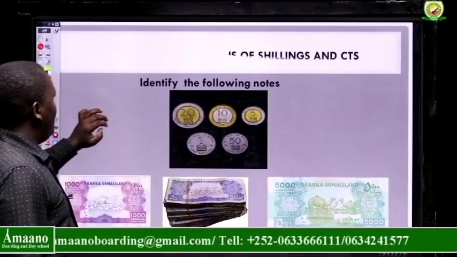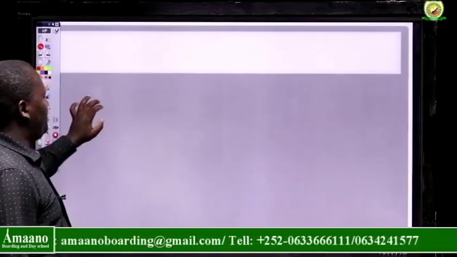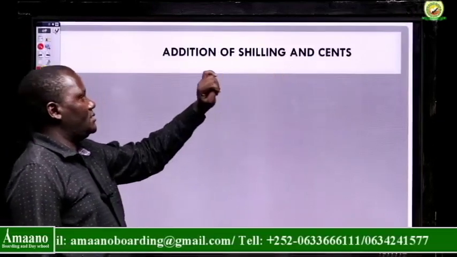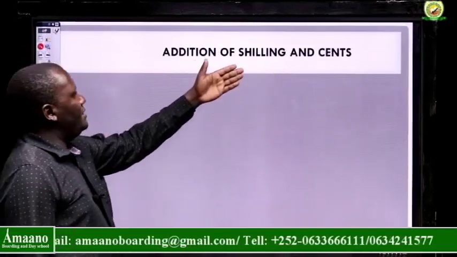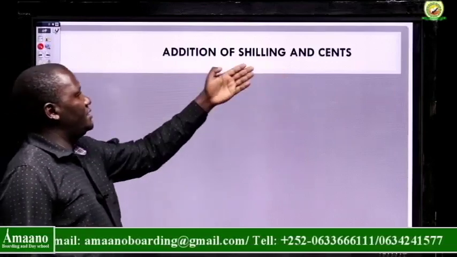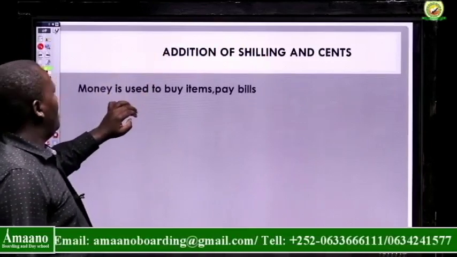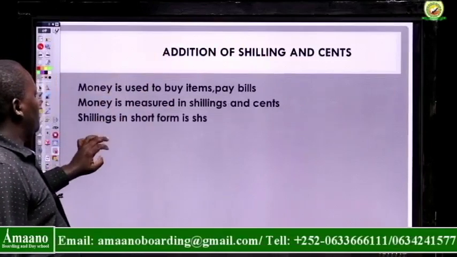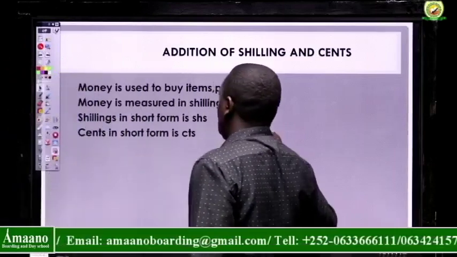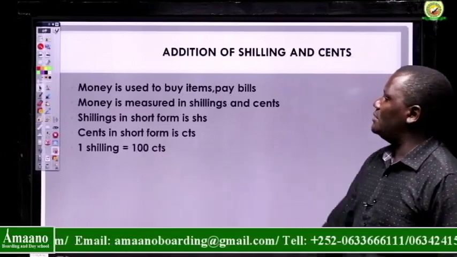Now, let's look at the next part. How do we add the shillings and cents? Before we add the shillings and cents, we have to know how many cents make 1 shilling. That is 100 cents. They make 1 shilling.